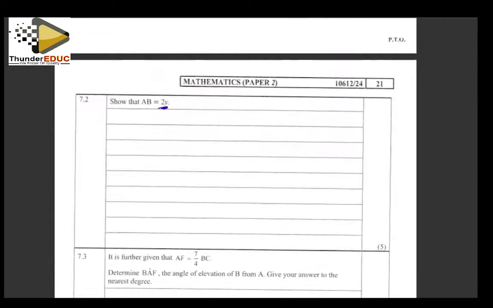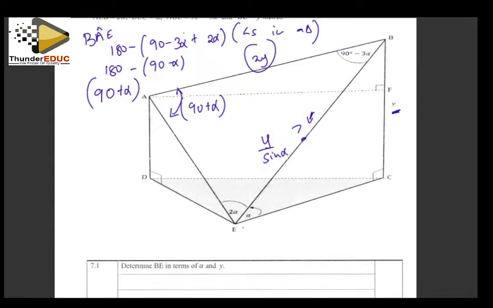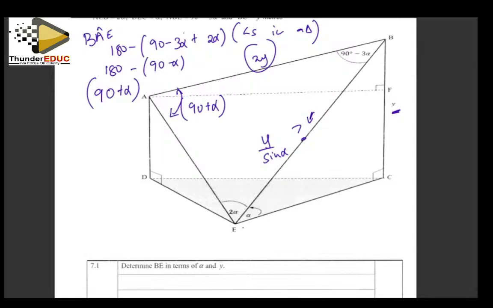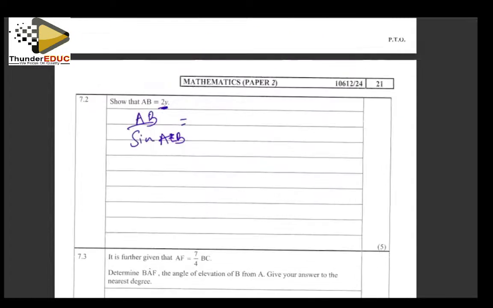So let me start with the side and say AB over the sine of AEB is equal to my BE over the sine of B. Let's substitute. AB is what we want. It's going to be the BE, the sine of AEB, over the sine of B.